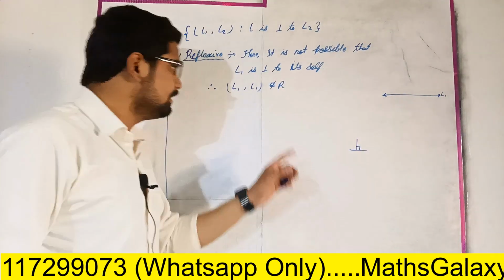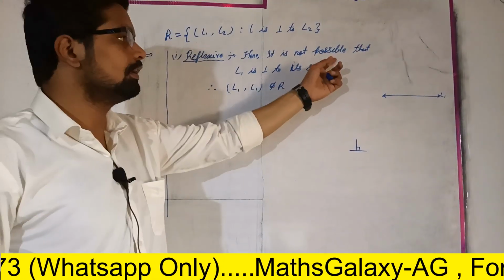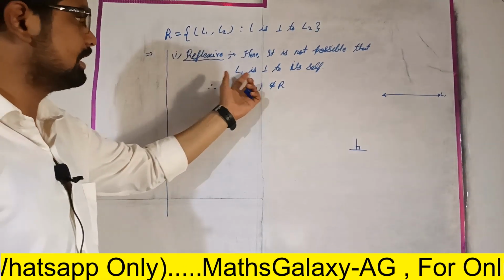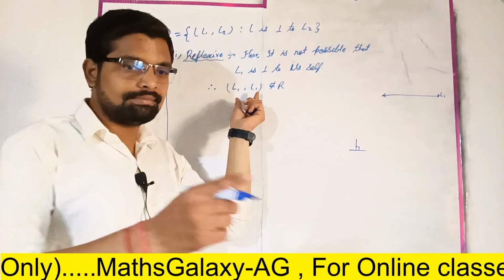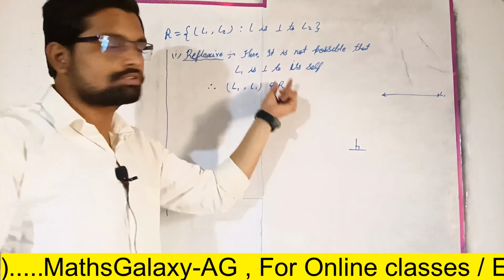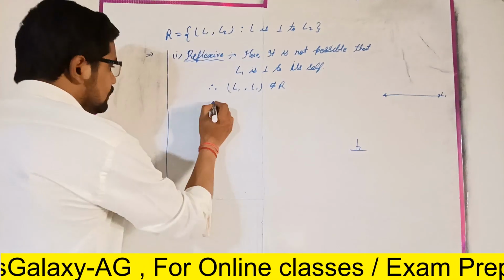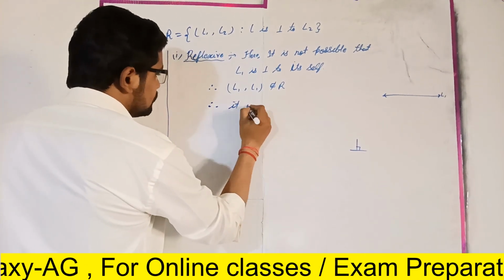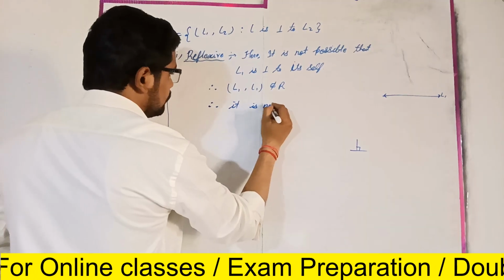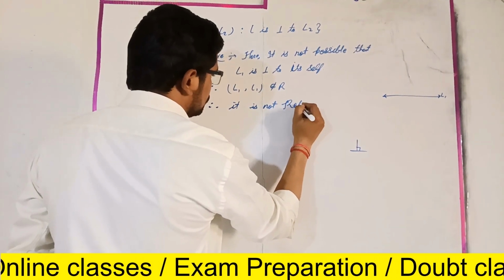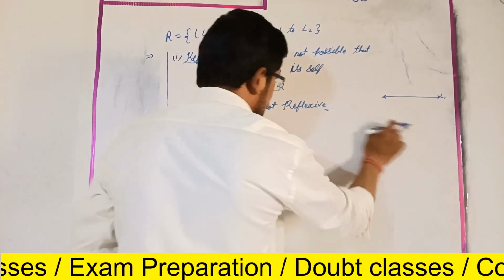So here we will say that L1 is not perpendicular to itself. This is not possible. Therefore L1 with itself doesn't belong to this relation. It will not satisfy this relation. Therefore it is not reflexive. So here we have solved for reflexive.